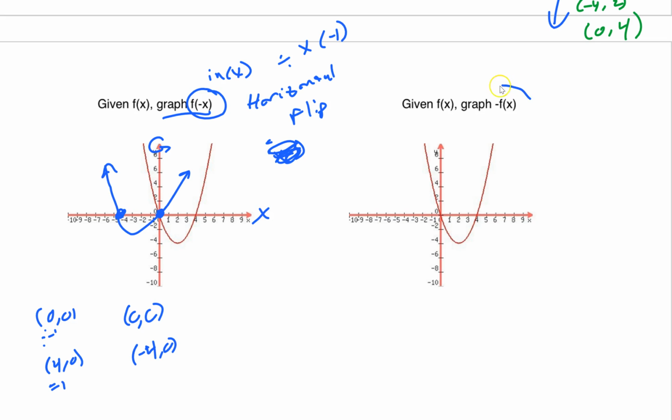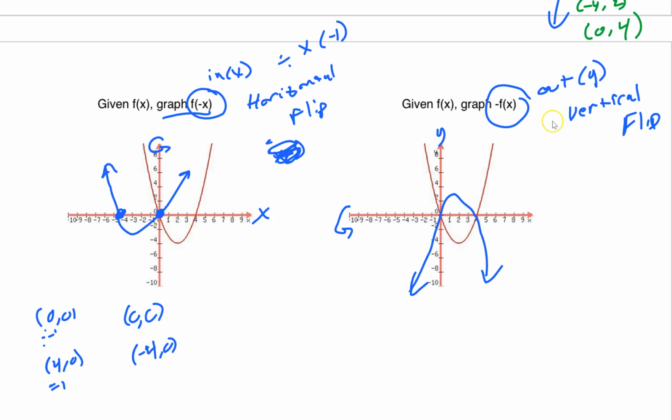This one, notice the negative's on the outside. Outside's y. Right, so it's going to flip on the y, up and down. So it's a flip like this. We call this a vertical flip. Right, so it's a flip up and down on your y. Horizontal flip is left and right, vertical flip is up and down. So it's kind of like this.